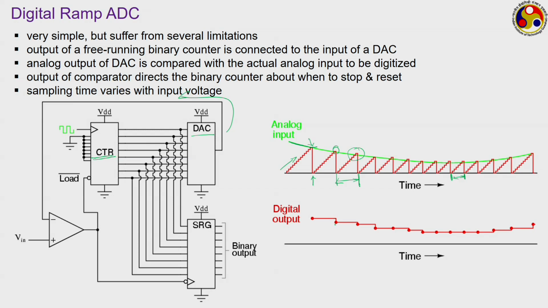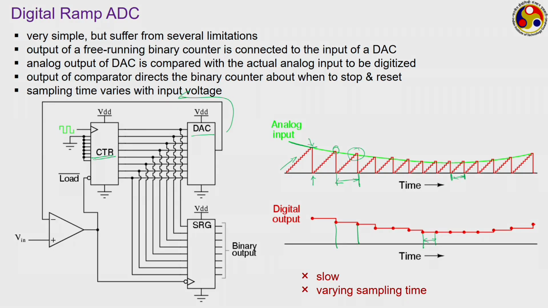Like we can see here, this is the gap during 2 successive samples, whereas here the gap is much smaller. In several applications this can be quite disastrous. So, we do not want this to happen in many practical applications. So, one big problem for this digital ramp ADC is it is slow, and second is this varying sampling time. It is really slow, one of the slowest among all the ADCs that we are discussing, but the advantage is it is very simple, it is cheap and easily operatable.